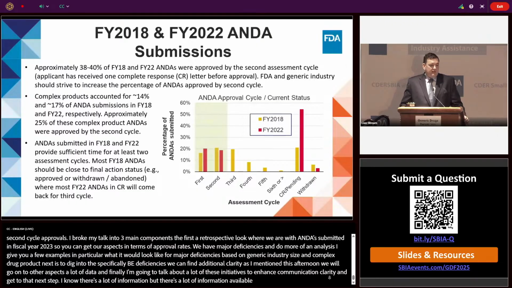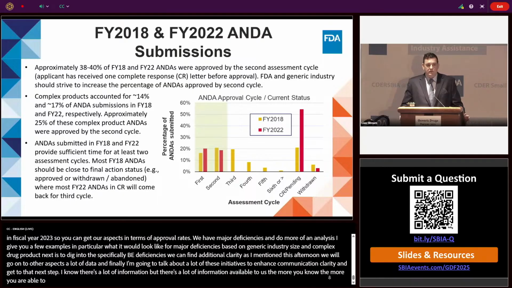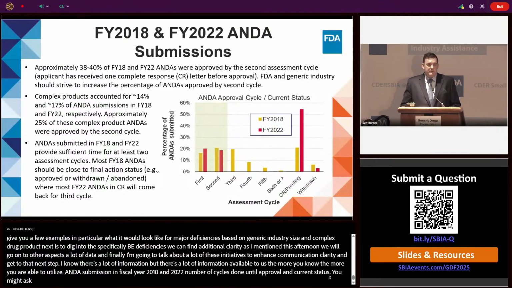What I'm looking at here is ANDA submissions in fiscal year 2018 and 2022, the number of cycles that were done until approval, as well as the current status. You might ask why we look at something as old as FY18. The reason is we've now got 7 years of data. It's a more robust data set, so we can show you not only the first and second cycle, because all of them should have gone past that.